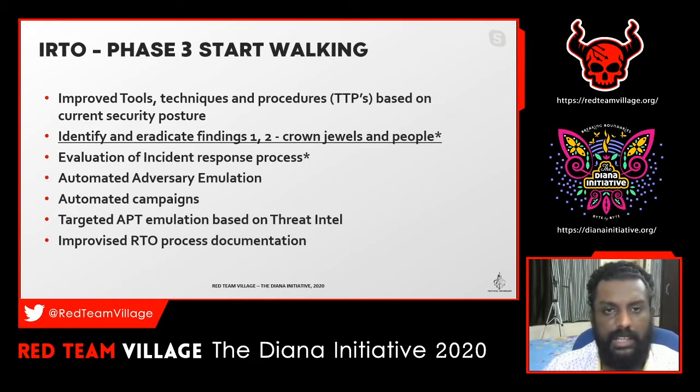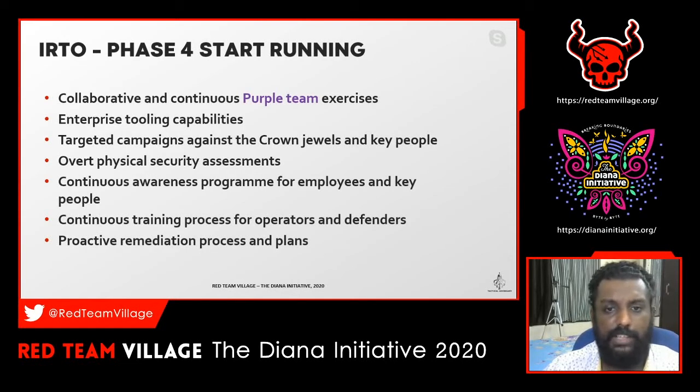Moving on to the next slide. This is the phase of IRTO start running. This is where we start running our framework. The very first thing is collaborative and continuous purple team exercises. I think you already know what a purple team is, right? So we need to have continuous and collaborative exercises, joining hands with our blue team.